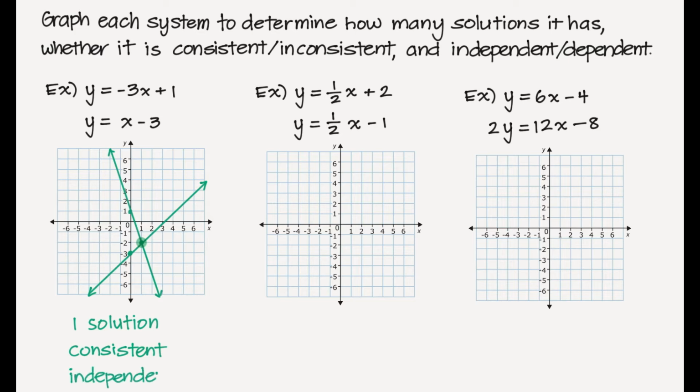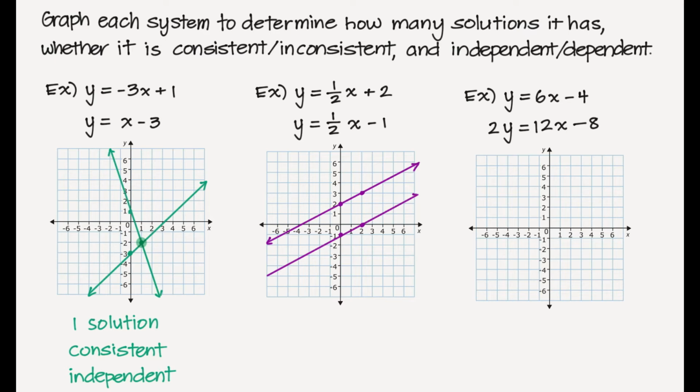So that's our first example. Let's look at our second example. I'm going to start at +2, and the slope is 1/2, so I'm going to go up 1 and over 2 and connect those two dots. My second equation is going to start at -1, and the slope is also 1/2, so I'm going to go up 1 and over 2 and connect those two dots.